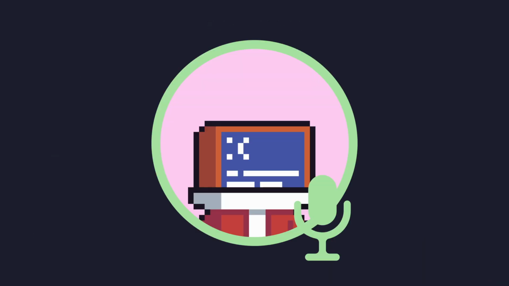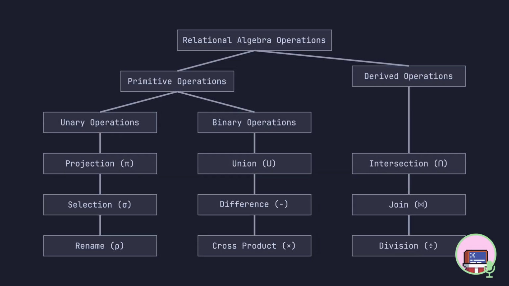Now, let's define the 9 core relational algebra operations. These by no means make up the full list of relational algebra operations, but they are a solid foundation off of which we can construct complex queries. We will start by defining the first 6 primitive operations. 3 are unary, meaning they only operate on a single relation. The remaining 3 are binary, meaning they operate on 2 relations. The last 3 operations are called the derived operations because they can be defined in terms of the 6 primitive operations.